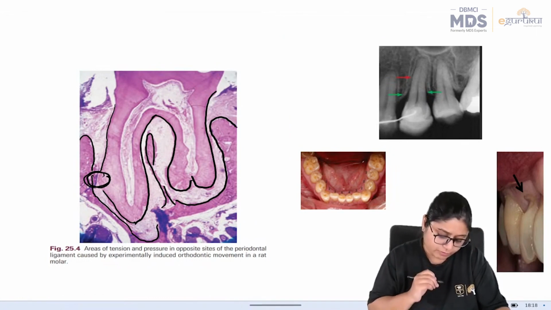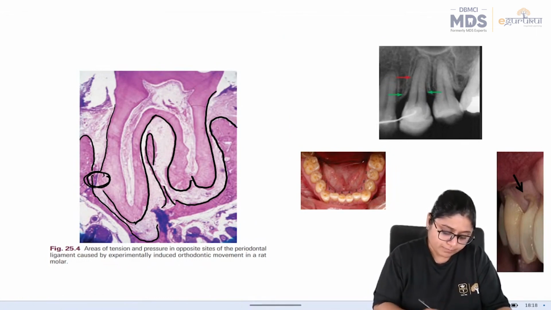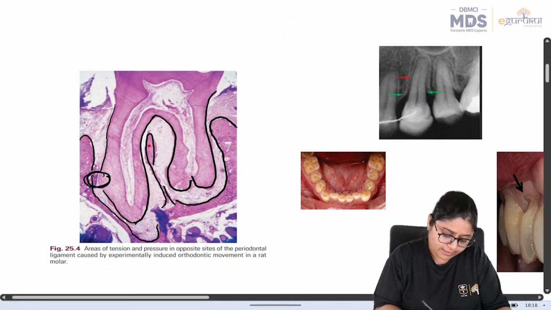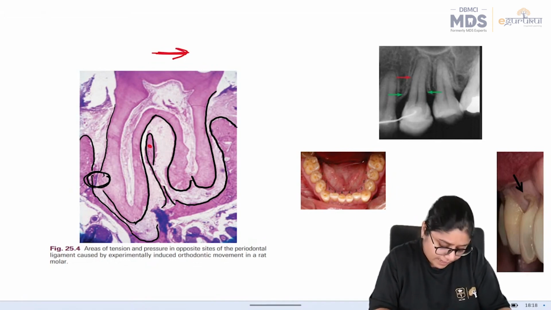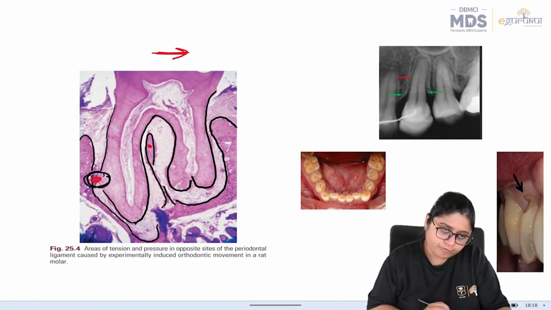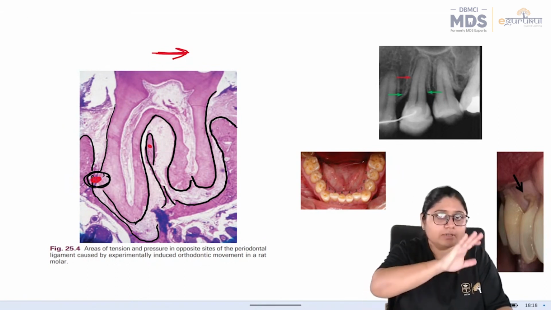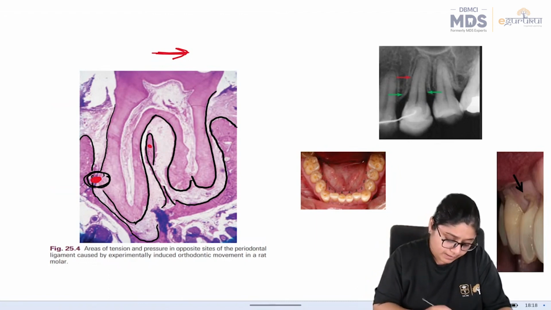There will be areas of pressure and tension. Now in this, the fulcrum of rotation is located at the interradicular region and the abnormal forces are acting in this direction. Suppose the tooth is moving mesially. The tooth has a tendency to move in a mesial direction. So here, there will be a zone of pressure because the tooth is moving mesially.